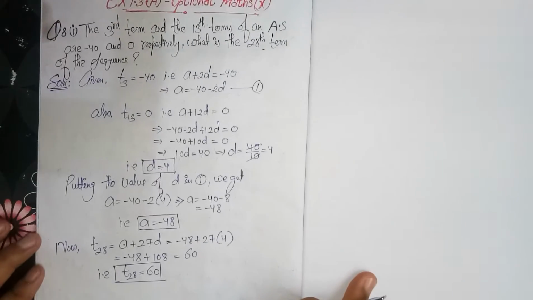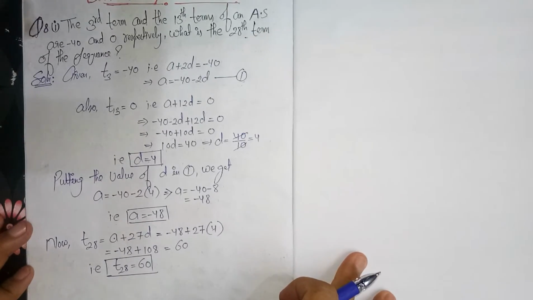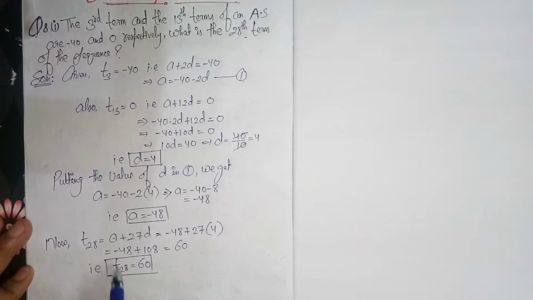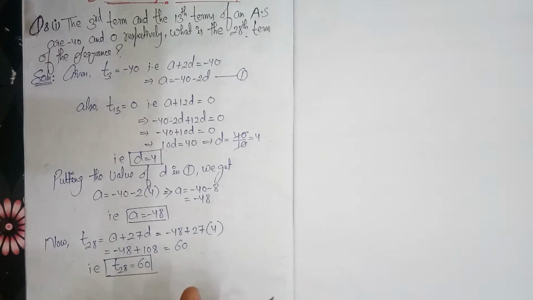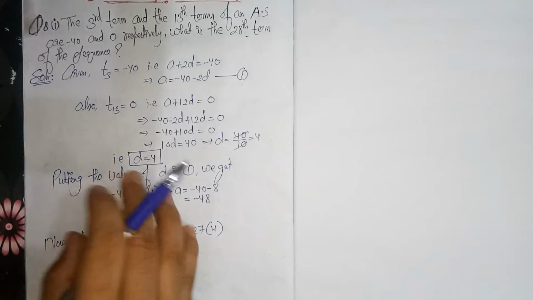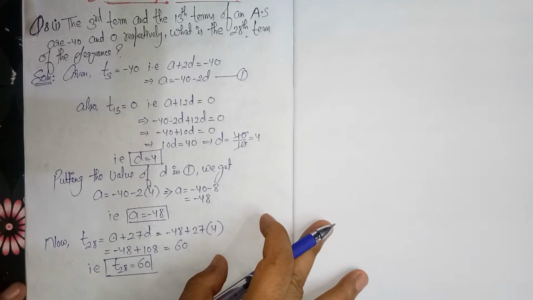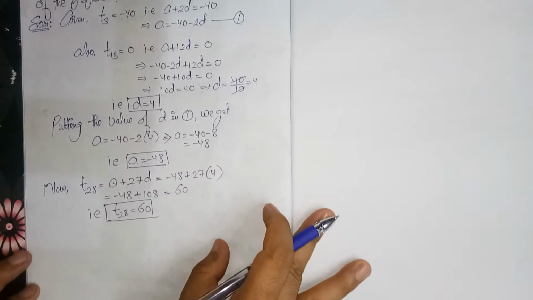So friend, we have solved the first part of question number 8, which is we have to find the t28. Similarly, we have two more parts and it is of same type. If you have understood this first part, you can just pause the video and solve the rest part, and later you can match your answer with mine. So let's do the second part.